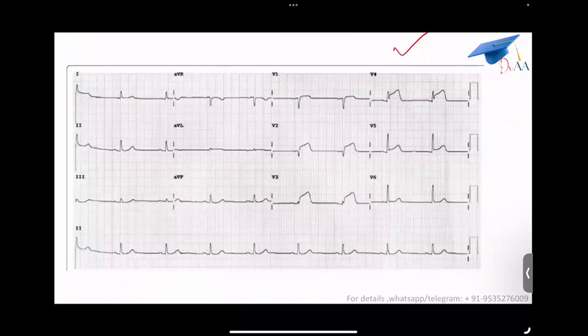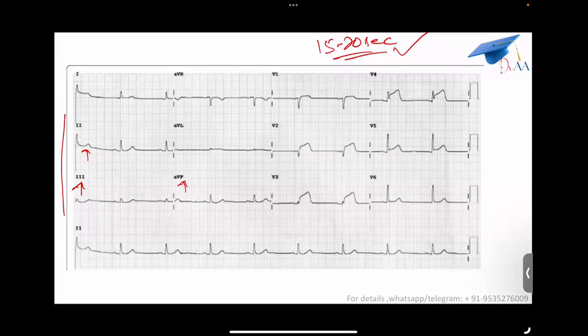Now we need to recognize very fast, within 15 to 20 seconds, which ECG represents which part of the heart and which is the artery likely involved. How do you look at an ECG? If you see an ST segment elevation in 2, then the next should be 3 and next should be AVF. So you need to look out for these 3 things together that represents inferior wall.